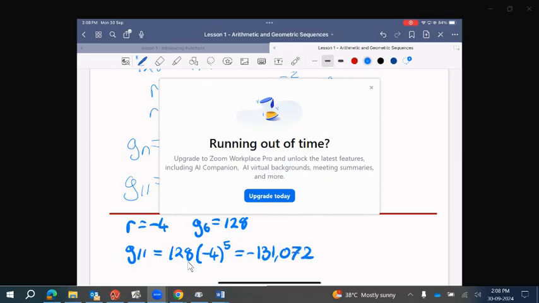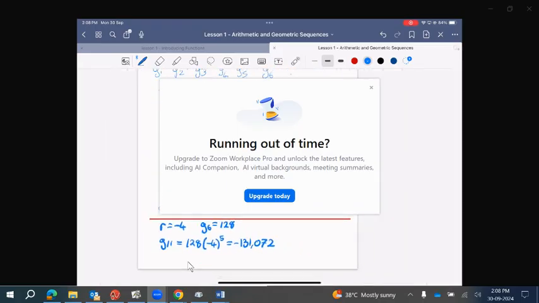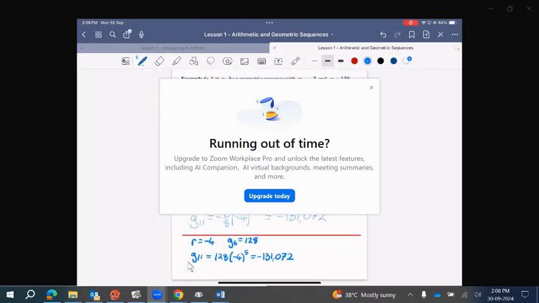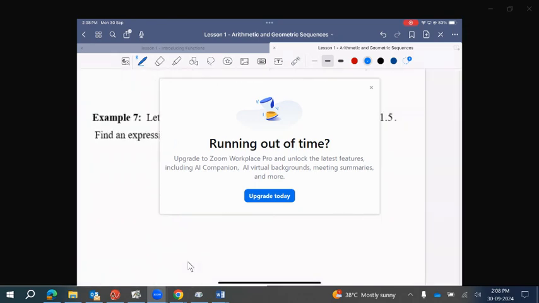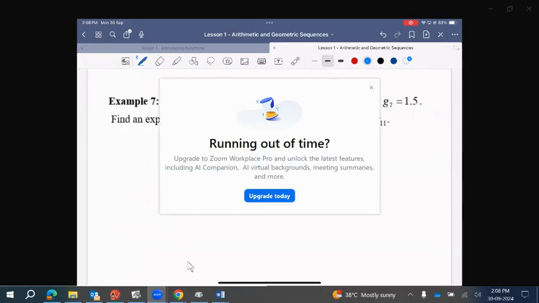It's all about knowing how many lots of R or D you need to move up and down the sequence. The key concept is that in arithmetic sequences we're adding and in geometric we're multiplying. Have a go at this one for yourself. We can have 5 minutes for this one.